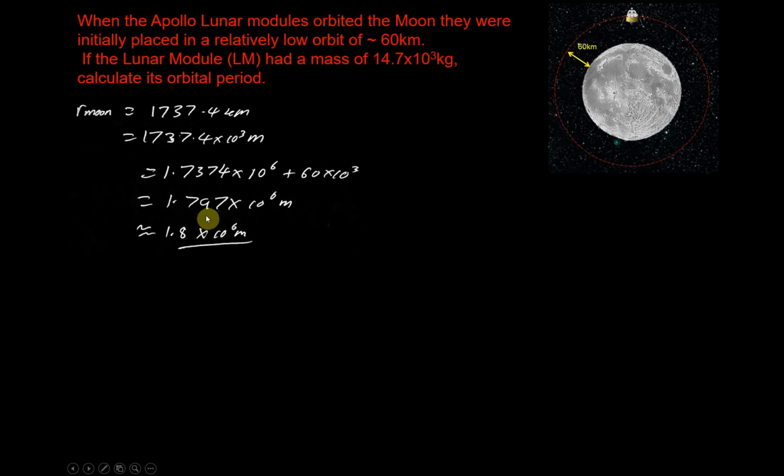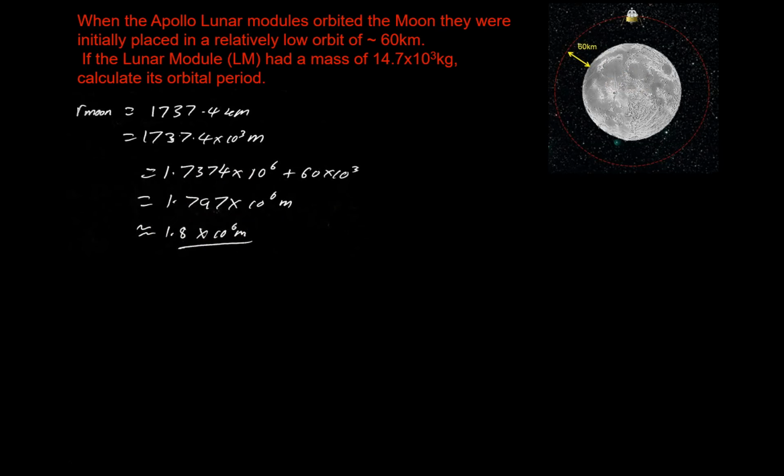So this will give us 1.797 times 10 to the 6 meters going from the centre of the moon all the way out to the lunar module. That gives us about 1.8 times 10 to the 6 meters.